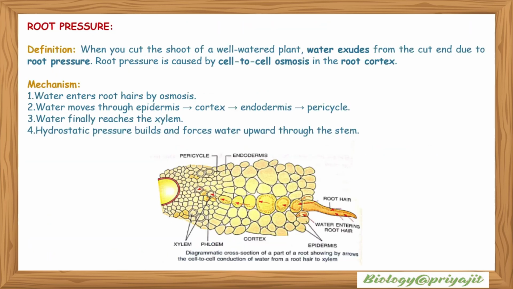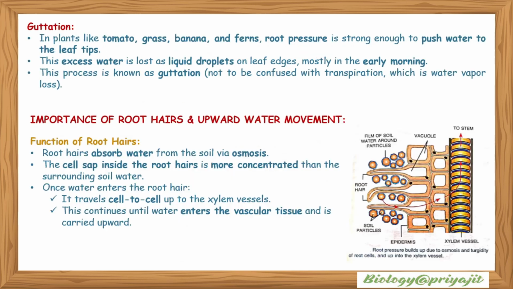Root pressure. The definition: when you cut the shoot of a well-watered plant, water extrudes from the cut end due to root pressure. Root pressure is caused by cell-to-cell osmosis in the root cortex. Mechanism: water enters root hairs by osmosis. Water moves through the epidermis into the cortex, into the endodermis and pericycle. Water finally reaches the xylem. Hydrostatic pressure builds and forces water upward through the stem.